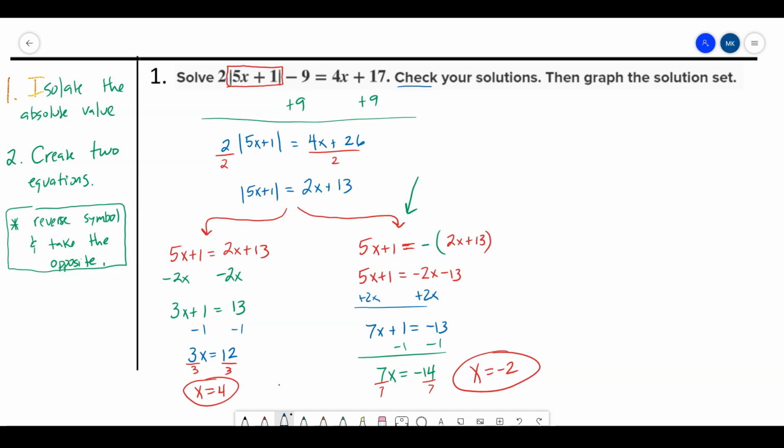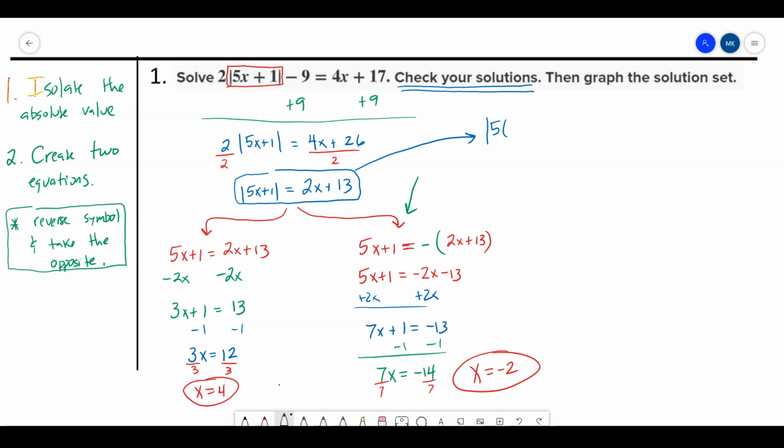Now it does say to check your solutions. Checking your solutions, of course, is just going to mean take your answer, substitute it back into the problem, and then make sure that it checks out. So I can plug it back into the original. I can also just plug it back into this one right here. So I'm going to go ahead and check them with this one right here.